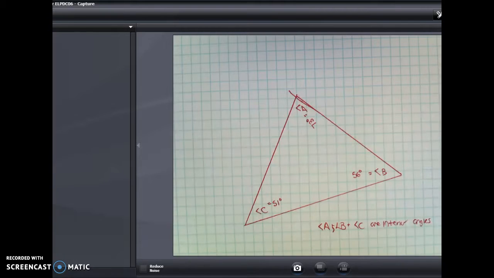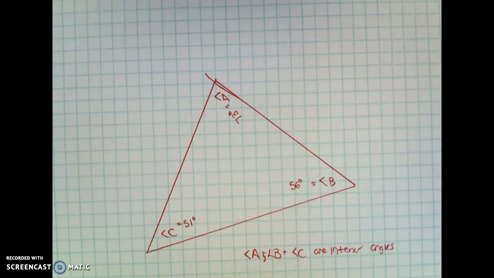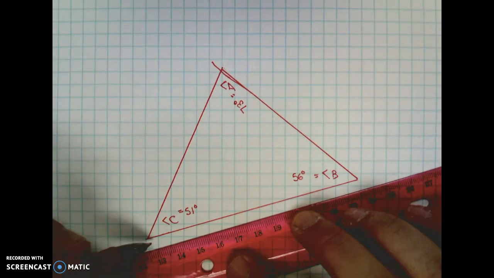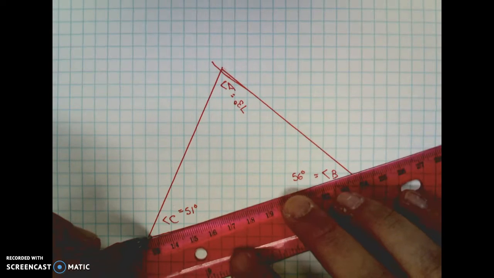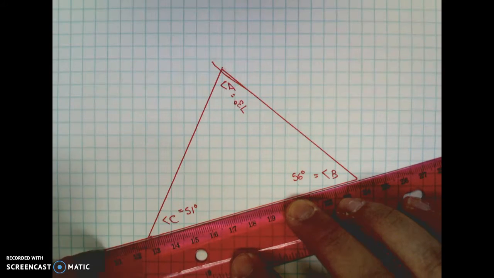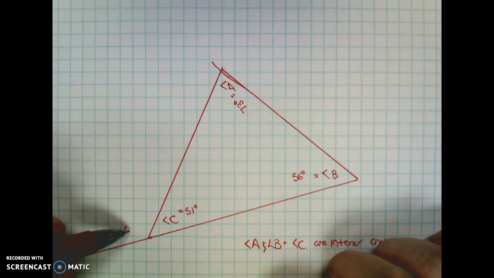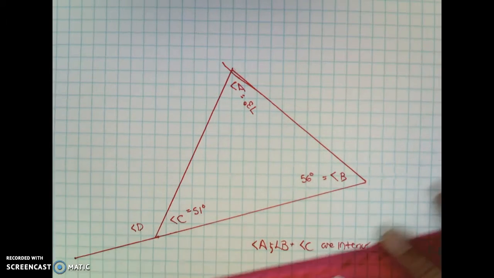Let's talk about the last two questions. The last two questions involve something called an exterior angle. And how we're going to draw an exterior angle is we'll use the same triangle, and I'm essentially going to extend the sides of my triangle. So I'm going to extend it this way. This angle right here, which I'll call angle D, is an exterior angle.